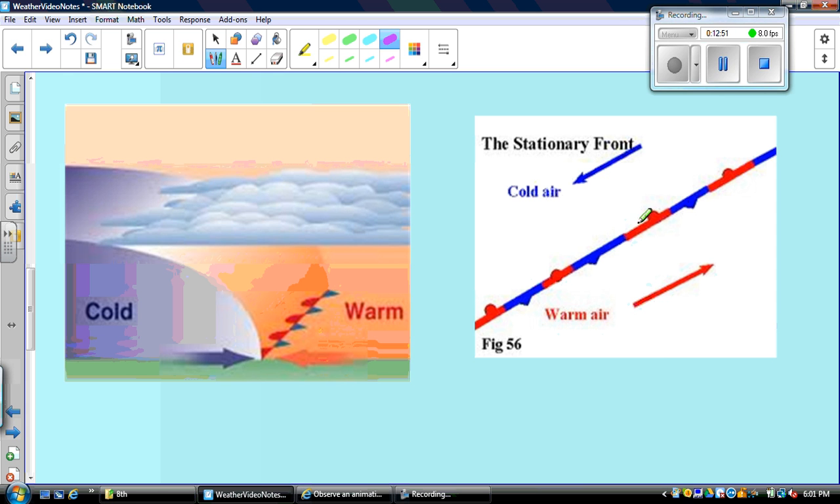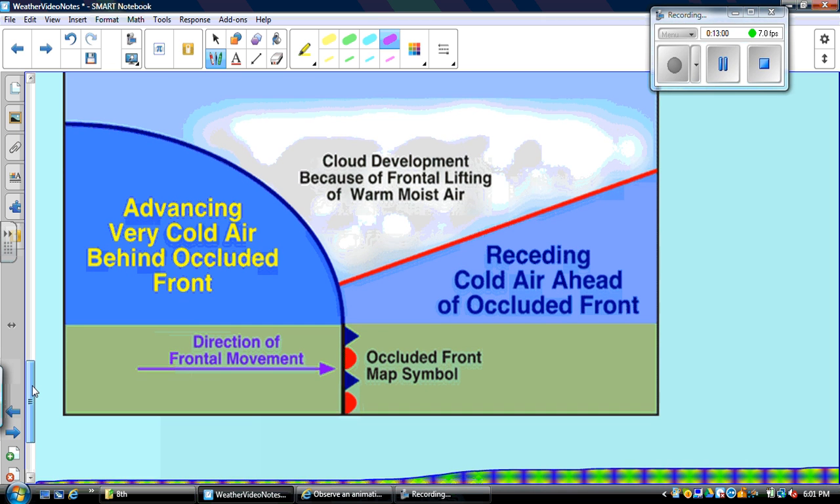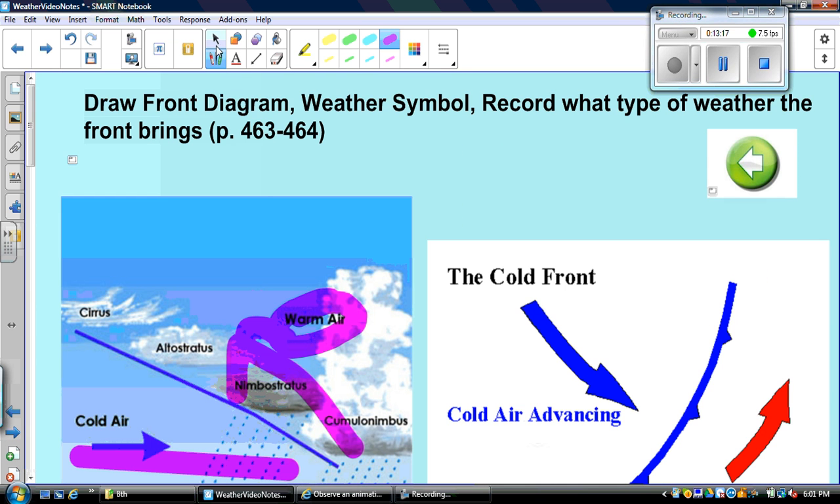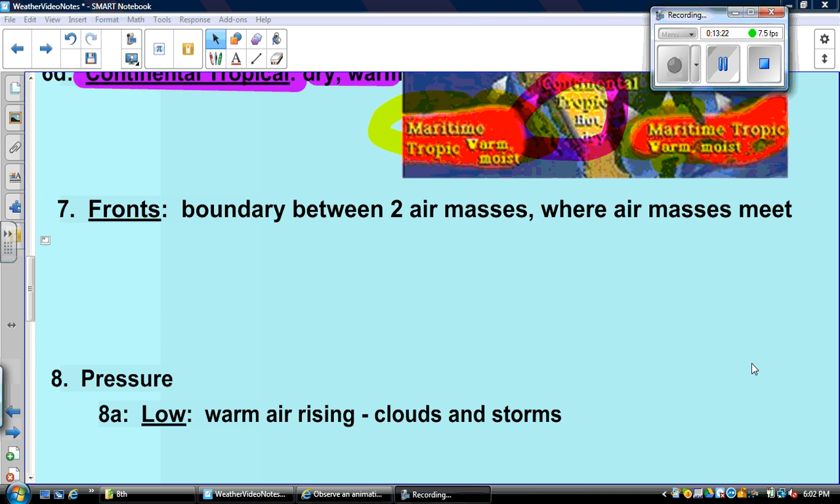The symbol for a stationary front is the warm front symbol on one side, cold front symbol on the other. There's the occluded symbol. They're on the same side. That's how you tell the difference from the stationary. The stationary would have the half circle on this side. So please make sure you've drawn all the different types of fronts in your notes, the weather symbols, and what type of weather they'll bring.